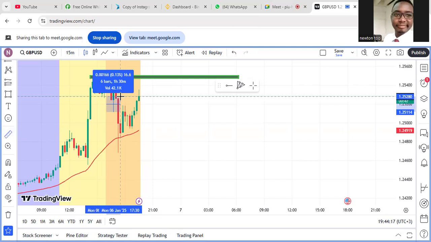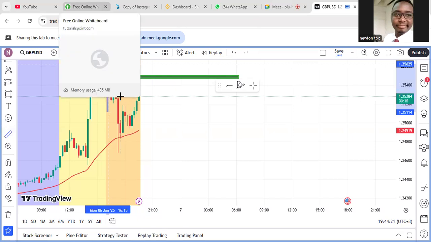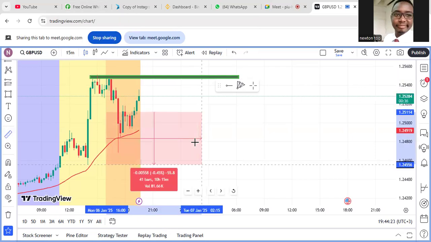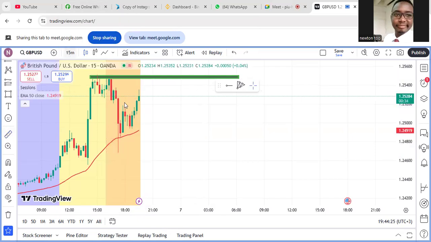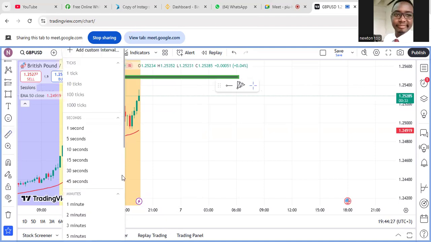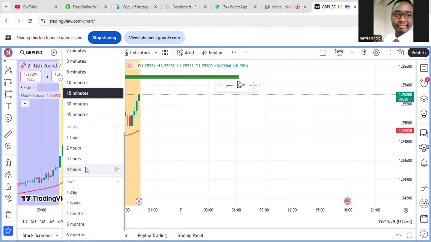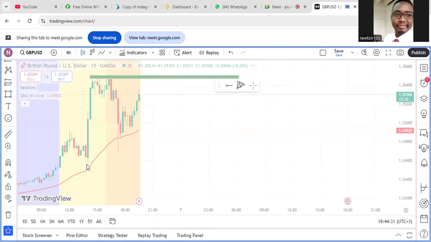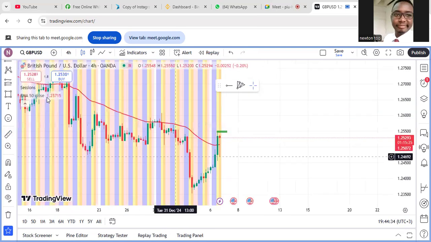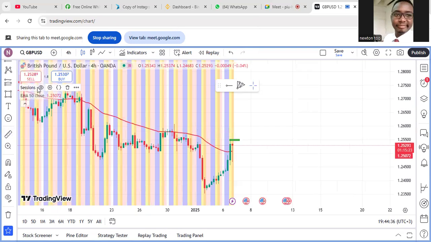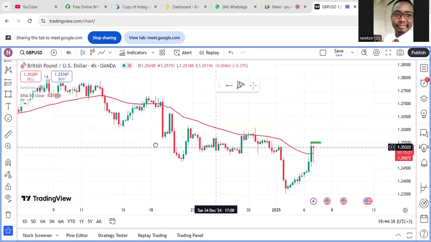For me, I'm very positive. I'm positive this market is going to break this region, because let me check on a higher time frame. Maybe H4. Let's see how it looks now.